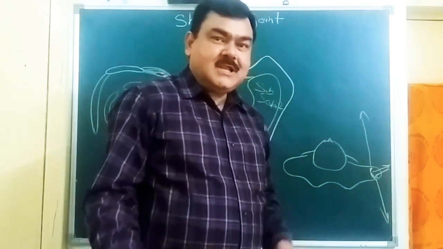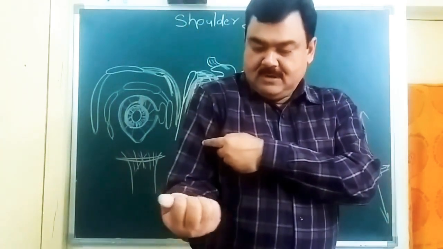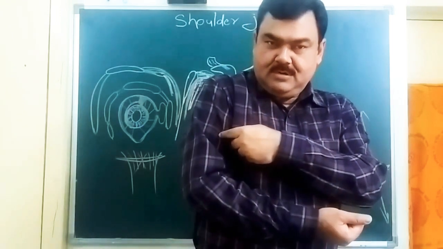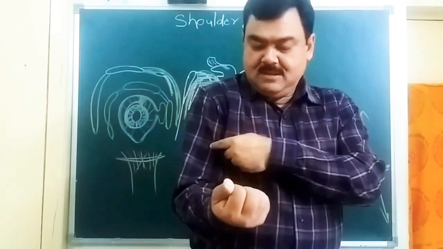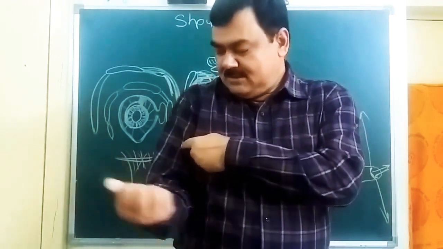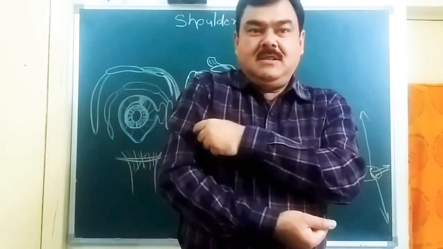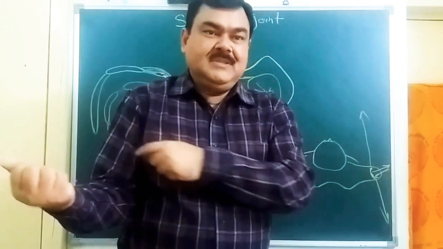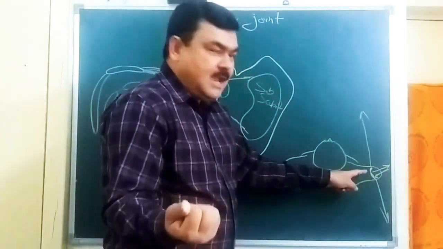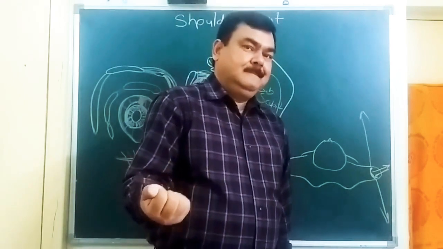Rotation, medial rotation and lateral. You flex the elbow like this and now do this and then do like this. In this position there is medial rotation and in this position there is lateral rotation. So medial and lateral rotation also takes place at this shoulder joint.